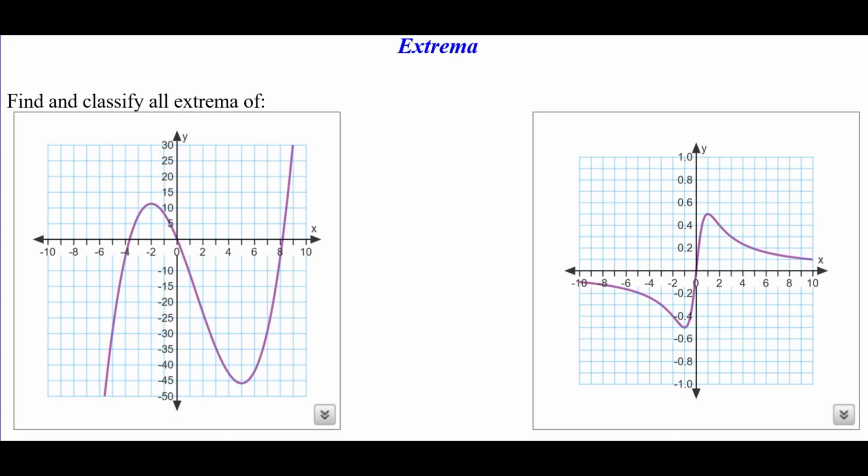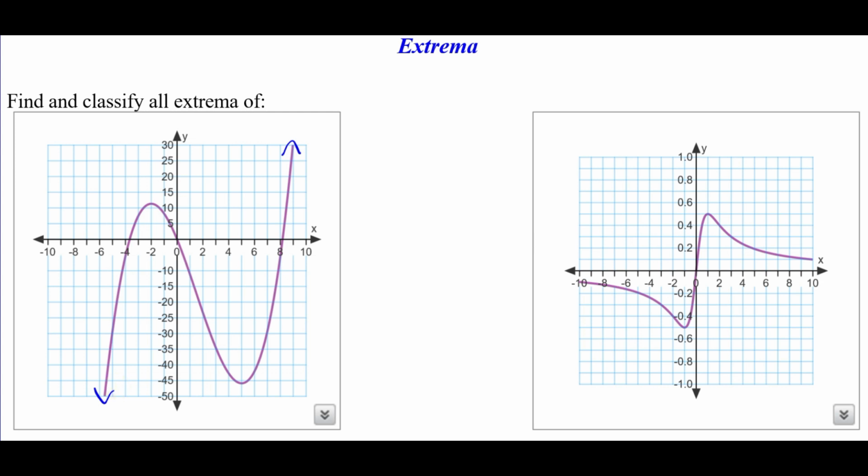So looking at some examples here, we just want to classify the extrema on this graph. Again, assume that when you're given a graph, it's showing all important features. So since this graph is going off of the graph paper there, we're going to assume that it continues in that direction. If it were to be changing direction, that would be an important feature of the graph, and so they would show us that.